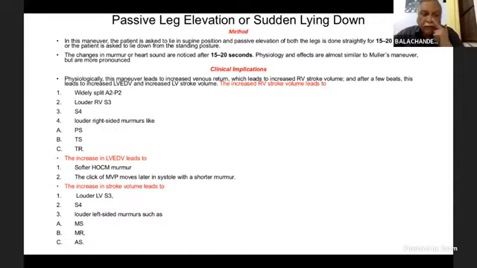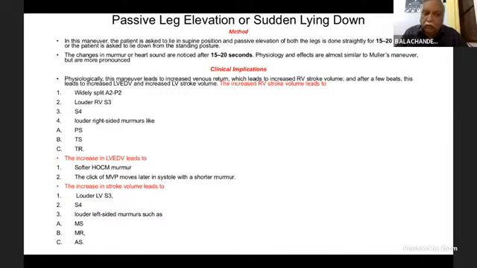We don't do this much in TR, but it is a very useful maneuver if you do a passive leg raising. The increase in LVEDP, that is the end-diastolic volume, leads to a softer HOCM murmur and the click which will move away with a short murmur.